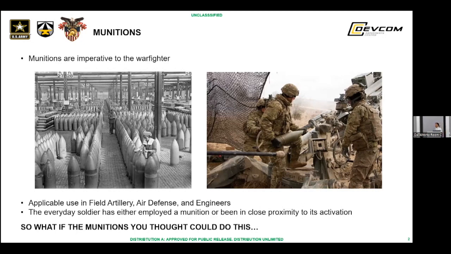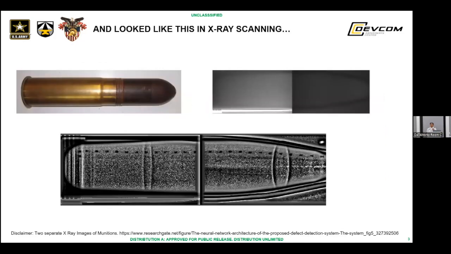So what if munitions that are supposed to look like this look like this in current scanning? On the top left is a picture of a munition during World War I. It's not produced anymore, but how it used to occur is that in these manufacturing plants, workers would by hand very closely assemble these munitions, their fuses, check for components, and go through a rigorous inspection process.